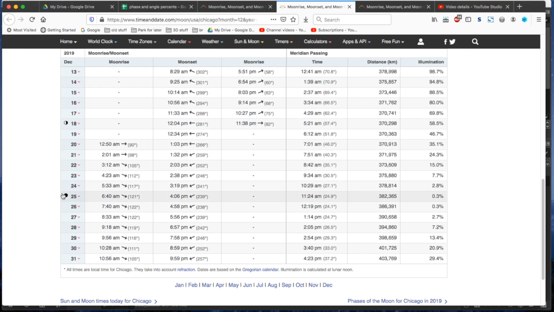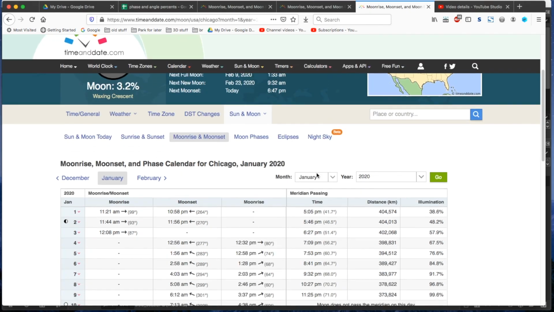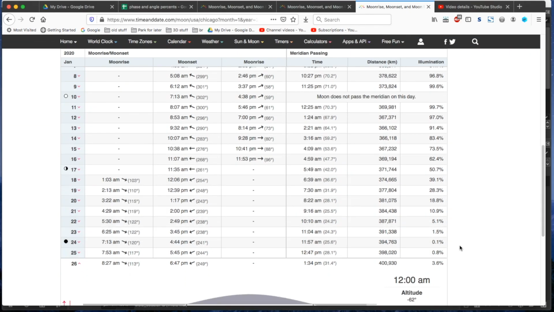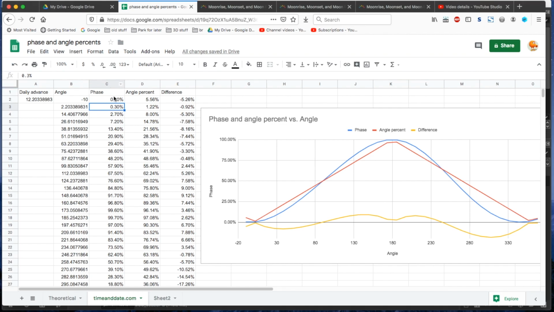So I started on December 25th, which is a new moon, and you can see 0.3% is 0.3%, 2.7, 7.2, and I kept going into January all the way up to the new moon and put those values in here. The angle percent is calculated the same way as it was in this one. And then I also took the difference again. And you can see that it's not quite symmetrical because the moon is eccentric in its orbit.